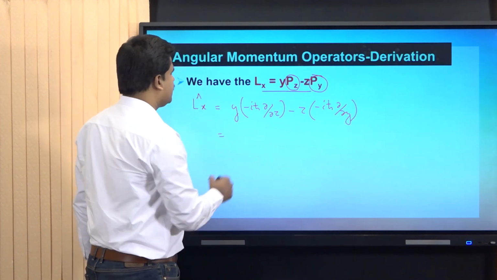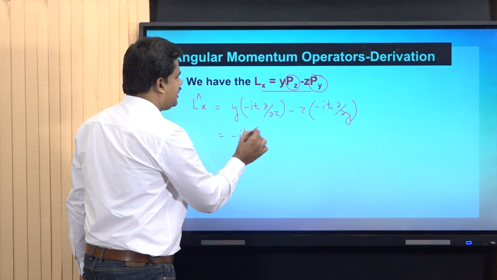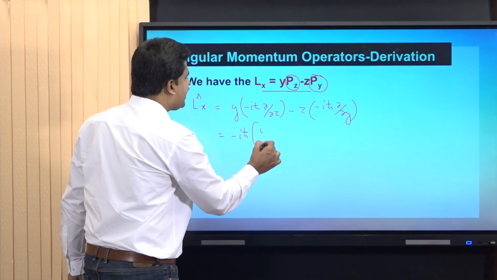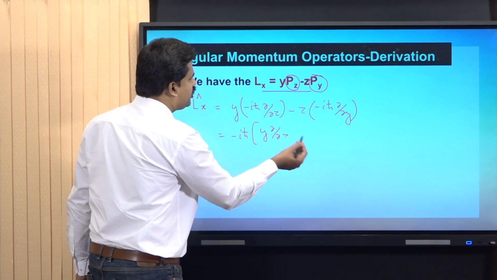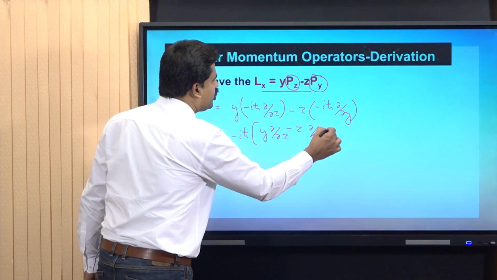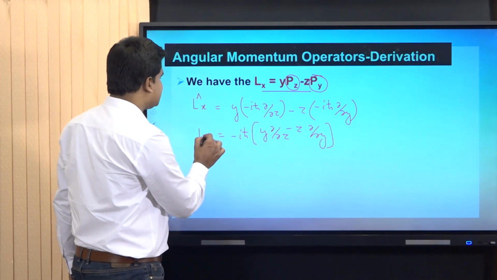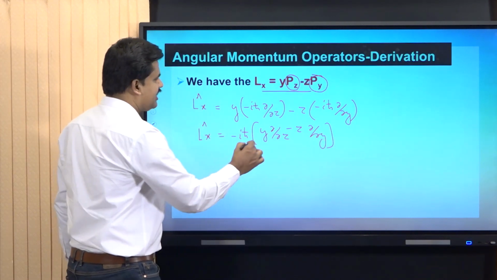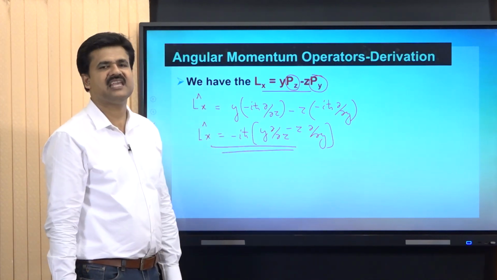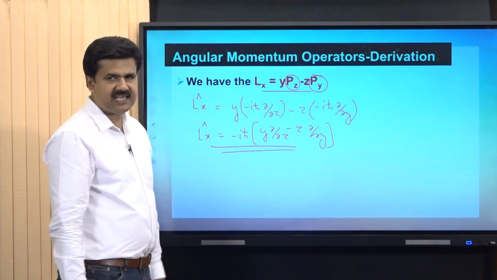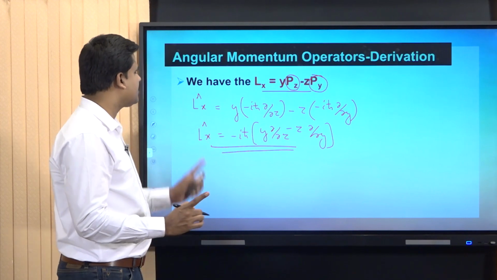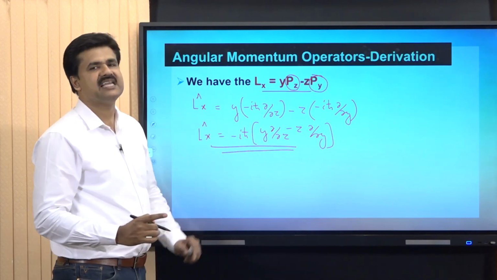On rearranging, if I take i h cross outside, then I will get the expression y into dou by dou z minus z into dou by dou y. This is the expression for Lx hat. Similarly, it is also possible to derive expressions for Ly hat and Lz hat.